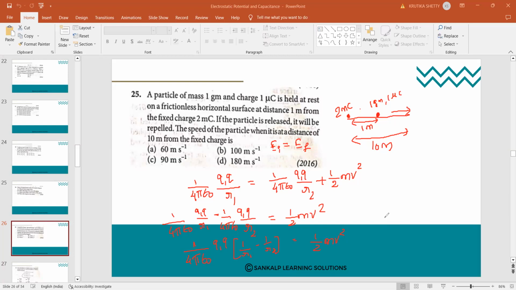So we can substitute all the values. Let us simplify this. See, I'll write here. I am erasing the diagram here.